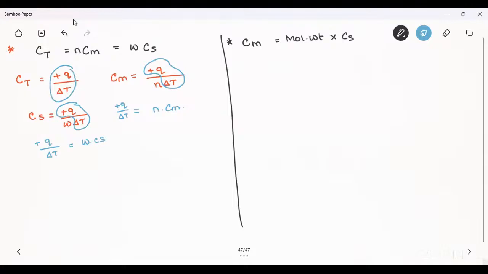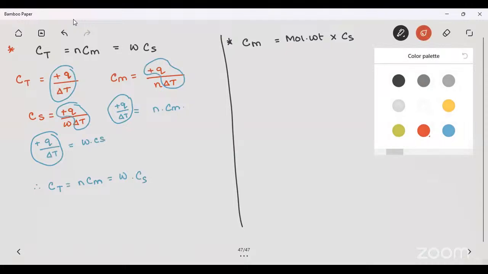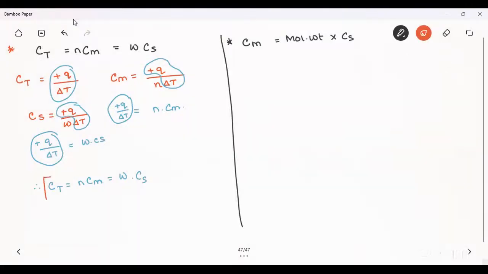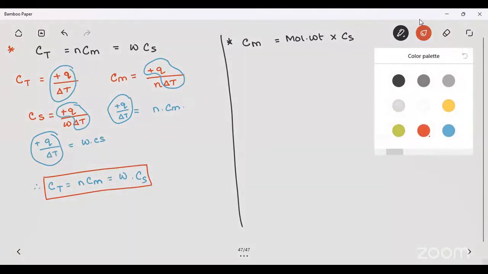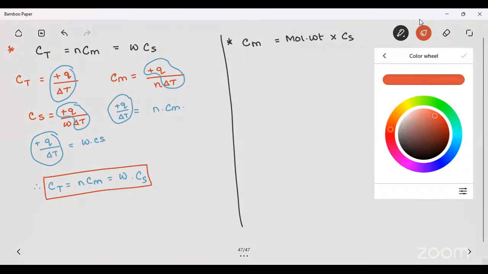So these three things are equal, right? Therefore, we can write CT is equal to nCM is equal to wCS. Is this part clear? This derivation? This is an important formula also. This is how you juggle and play with sums.